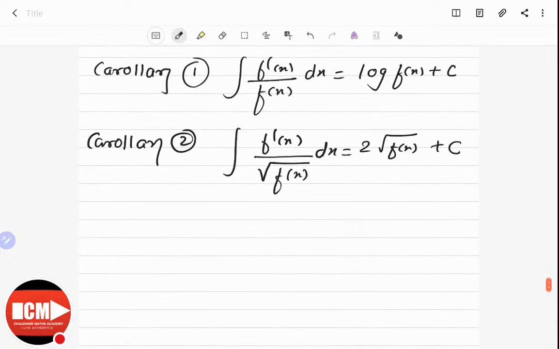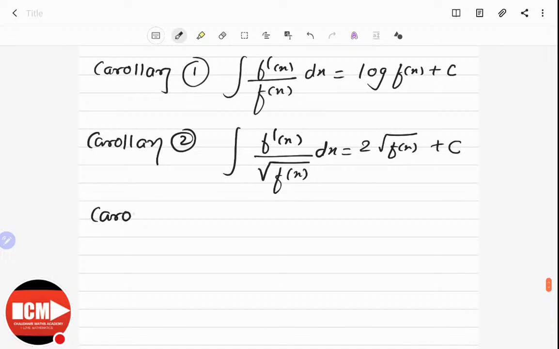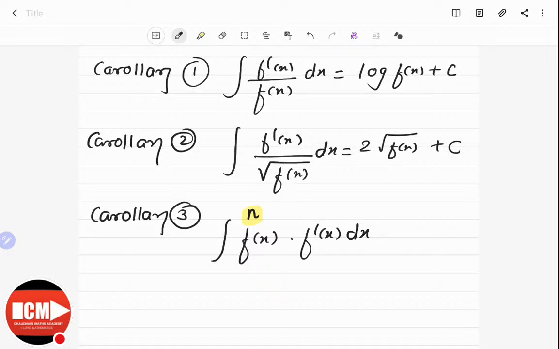Now I am going to discuss the third one, very important one, corollary number 3. So please write down corollary number 3, that is integration of f of x raised to n, function raised to n. Try to observe this n is an index or power of that function and its derivative is present in multiplication. Then the answer for this kind of problem is always f of x raised to n plus 1 divided by n plus 1 plus c.